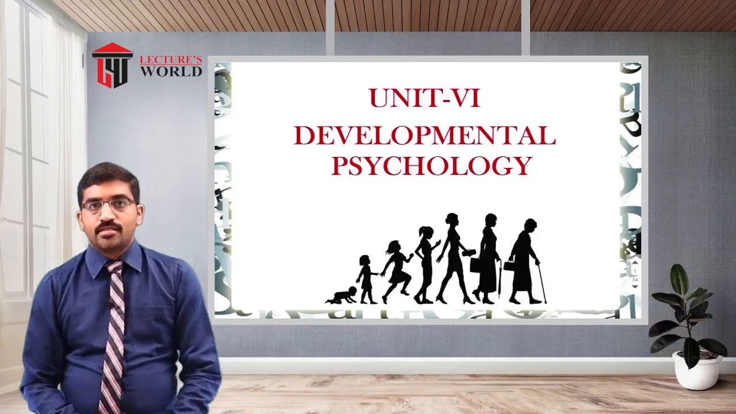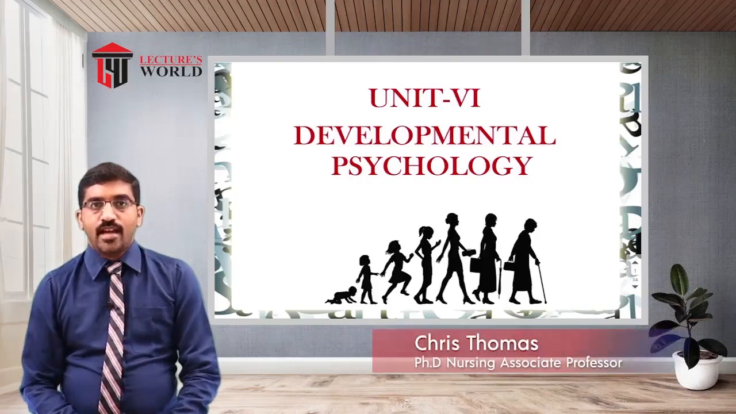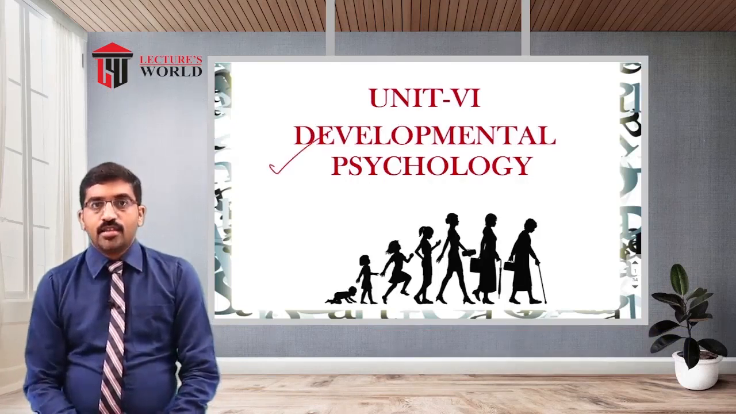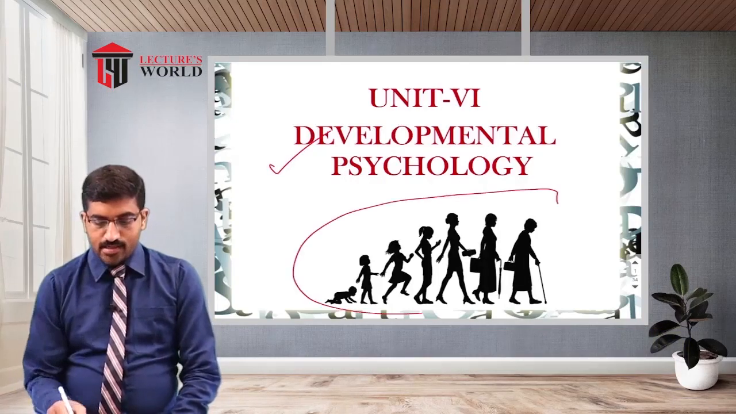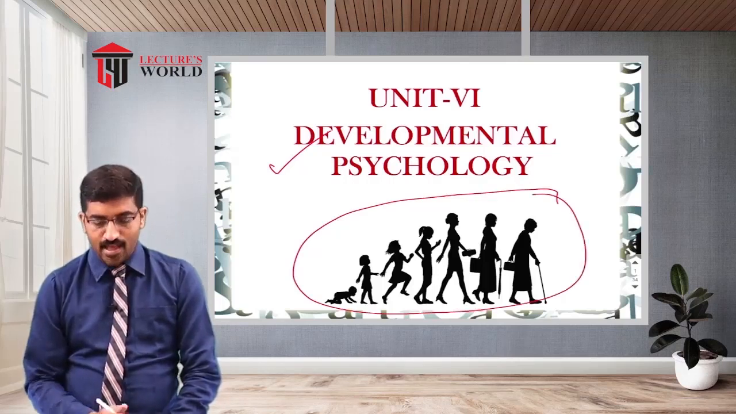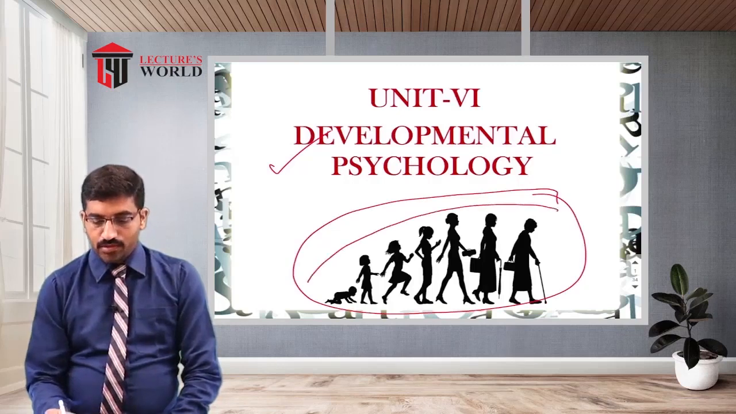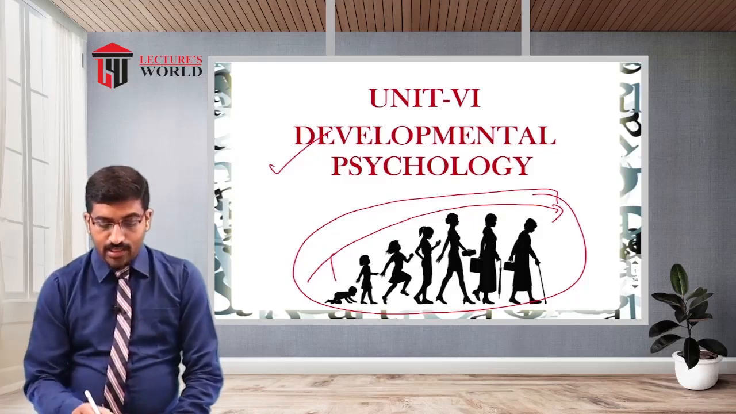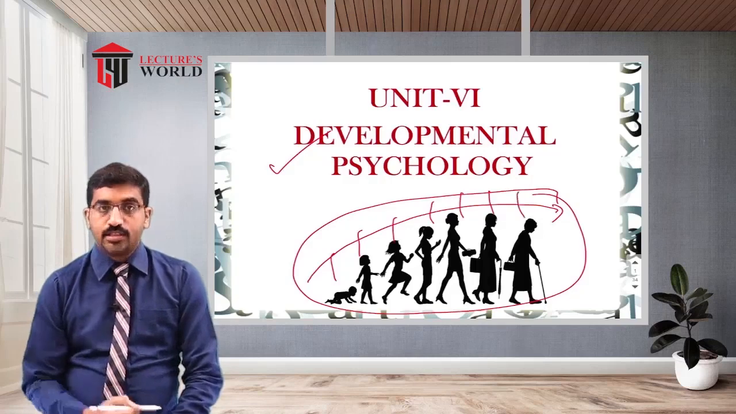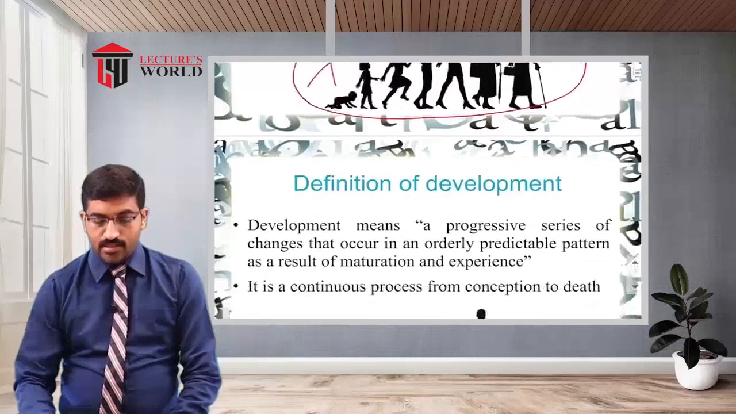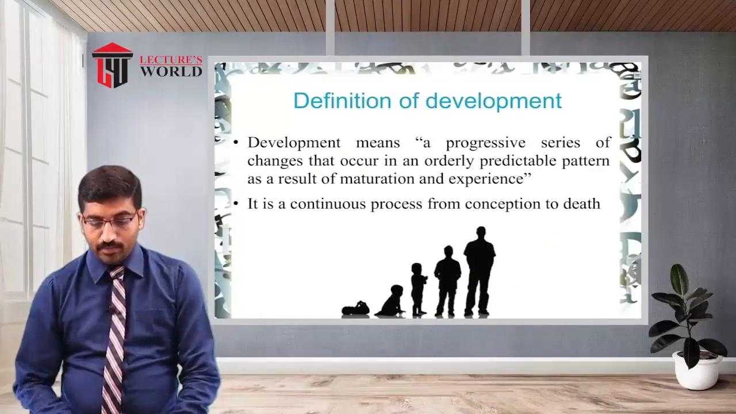Dear students, today we'll see our next topic, which is on developmental psychology. So in the diagram, can you just describe what exactly the diagram indicates? How development goes from a child, a newborn baby, to old age. So every age group has a different psychology, different developmental psychology. So we'll just see what exactly development means.